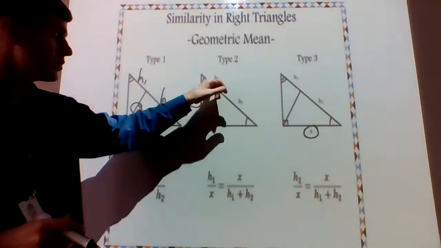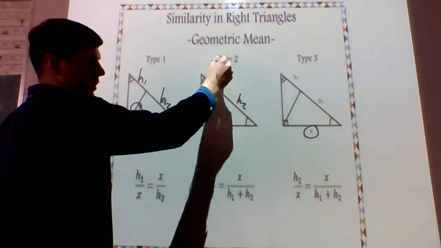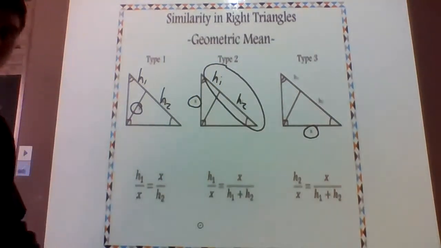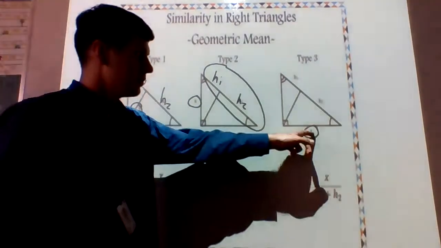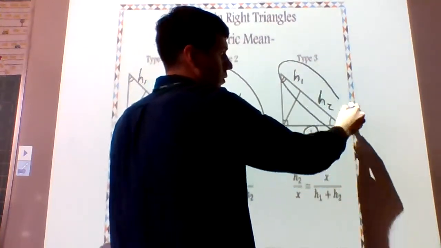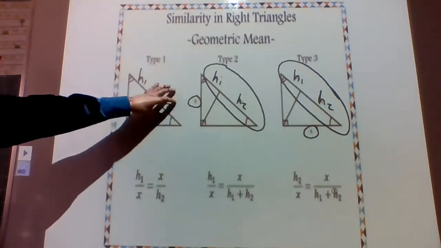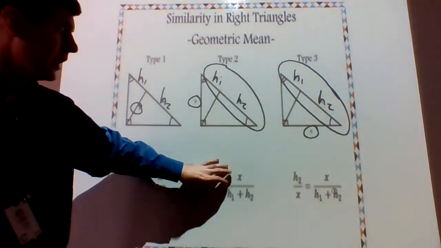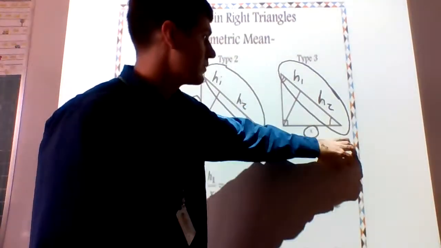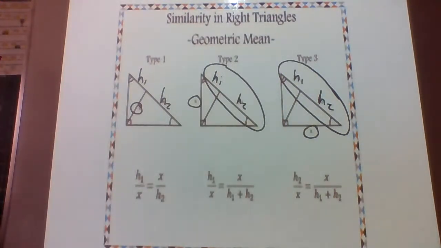Here's a leg. So you want the closest one. So H1, and then we want to use the whole thing. So H1 is the closest, and then we're using H1 plus H2. Here's a leg. Closest is H2. And then we're using the whole thing. So if it's an altitude, you're using the two pieces. If it's a leg, you're using the closest piece and then the whole piece. So H2 and the whole thing. So let's do examples. See how we're doing.